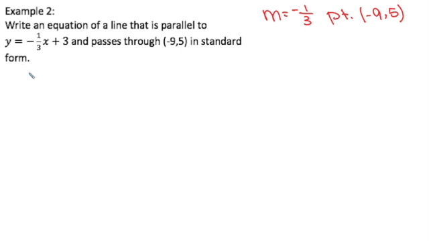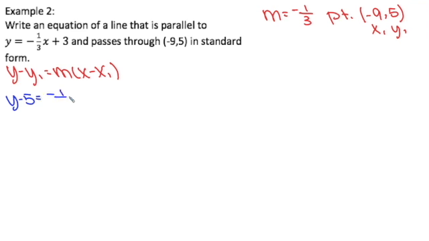So I still am going to opt to work in point slope, where it's y minus y1 is equal to m times x minus x1. And this is my x1 and y1. And then we're just going to plug in. So I've got y minus 5 is equal to my m, which was negative 1/3, of x minus negative 9. Well, these two negatives are going to turn into a positive, and then I'm going to opt to distribute.